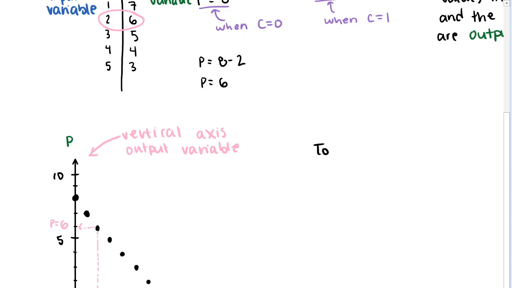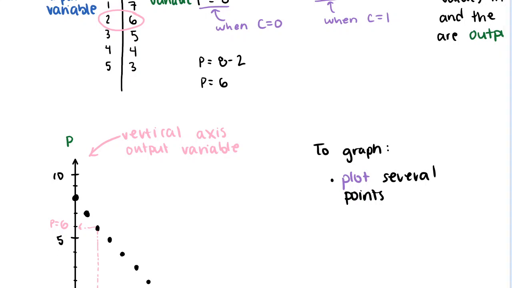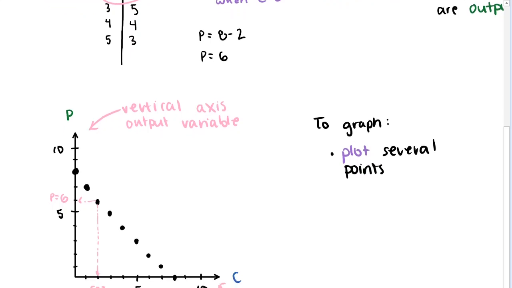And so here, when we want to sketch the graph of our equation, to graph, right, one thing we want to do is we want to plot several points. And so we've done that here. We've taken points from our table, the pairs in our table, and we've put them down as little points on our grid. We've located where they should land on our grid, so that's what we mean when we say plot these points.